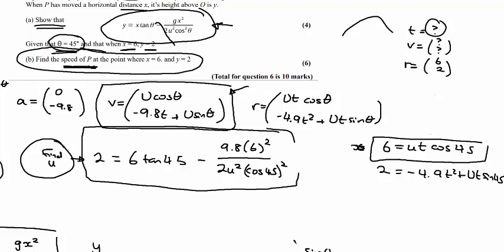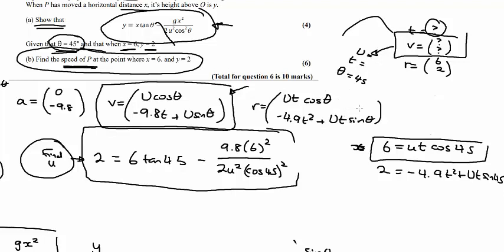All right, the question says we want to find the speed of p at this given point. So we need to find that. If we look at velocity, to find that we're going to need to know 3 things here: we need u, we need t, and we need theta. We've got theta, that's 45. We've been given that, and that's why I've updated here and put theta 45 in as well. U we need to find, and we need to find what t is.